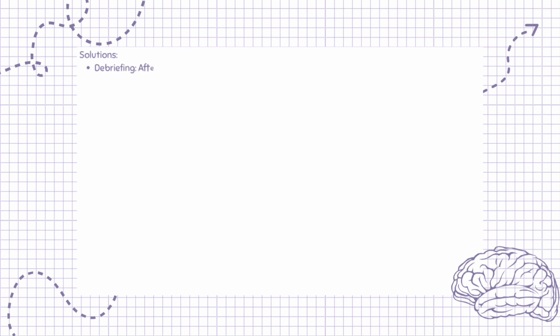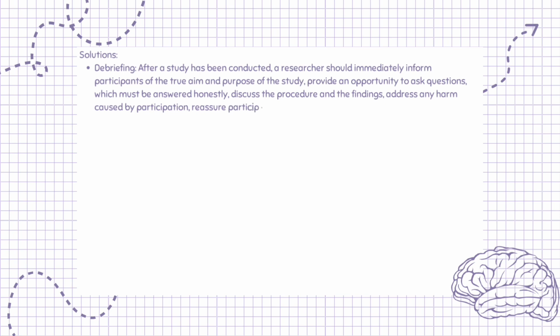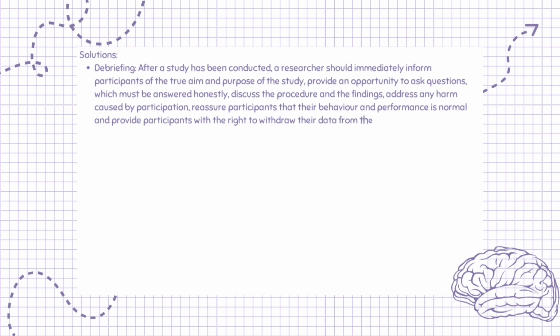Solutions. Debriefing. After a study has been conducted, a researcher should immediately inform participants of the true aim and purpose of the study, provide an opportunity to ask questions, which must be answered honestly, discuss the procedure and the findings, address any harm caused by participation, reassure participants that their behavior and performance is normal, and provide participants with the right to withdraw their data from the study.